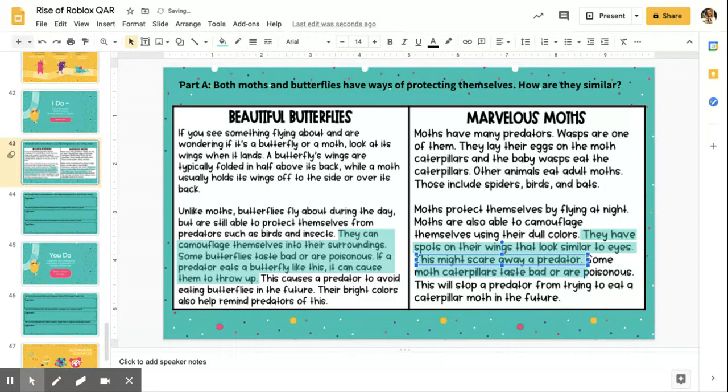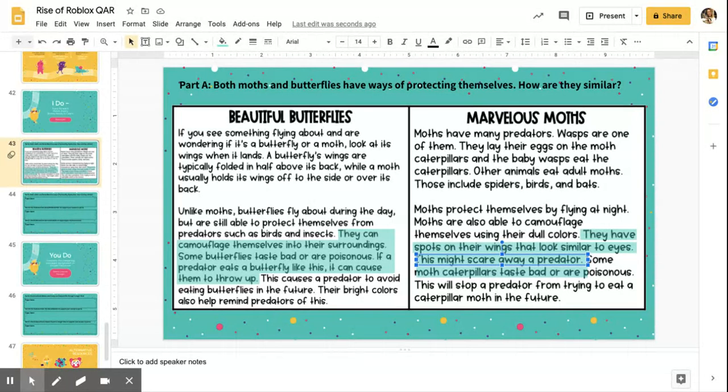So now that I know how they protect themselves, I need to ask myself, how are they similar? So I'm going back to what I've highlighted. They both can camouflage. Okay, I saw that, right? I see this word camouflage over here in moths, and I see camouflage here in butterflies. But I also see this part where it says that some butterflies taste bad or are poisonous. If a predator eats them, they'll throw up. Over here, it says caterpillars taste bad or are poisonous. This stops a predator from trying to eat the caterpillar moth in the future. So I really like this idea that they are poisonous. So what I'm going to do now is answer.